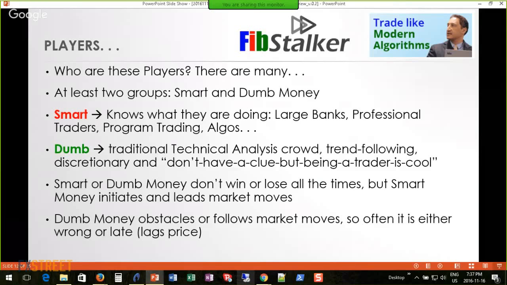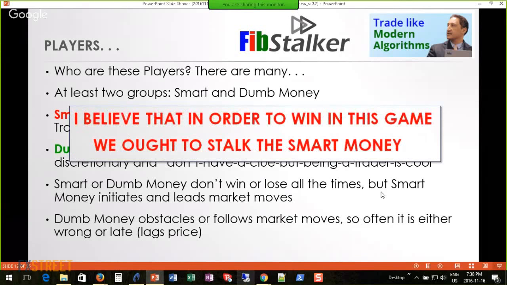And that's the reason why simple trend following systems with very simple rules only make sense on very large time frames, and they give back a lot. All right, so if these are the two groups, remember always, and this is my belief, that in order to win in the trading game, we have to stalk the smart money.